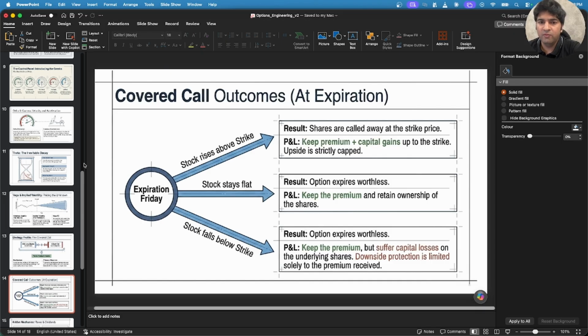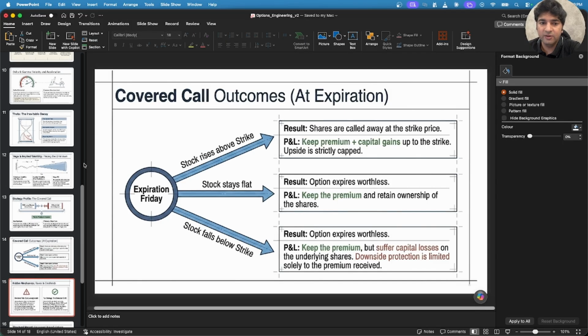And if the stock falls below the strike price, the option expires worthless. You keep the premium, but you suffer the losses that have happened because of the downside. All right, but what you have as downside protection is the premium that you have received.